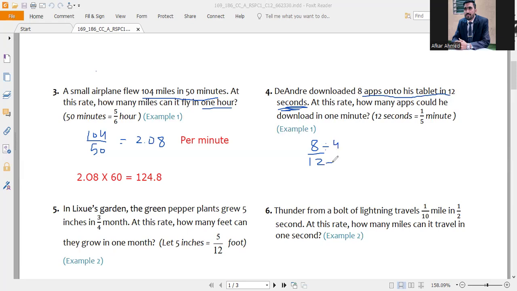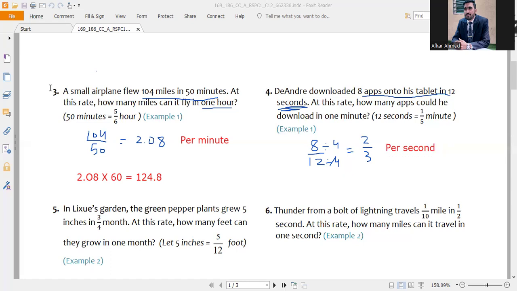Just divide, because 4 is the number that will divide both 8 and 12. So 8 divided by 4 will be 2 and 12 divided by 4 will be 3. So basically, he downloaded 2 over 3 apps per second. Sorry, per second, because the question is about per second. So per second he is downloading 2 over 3 apps.